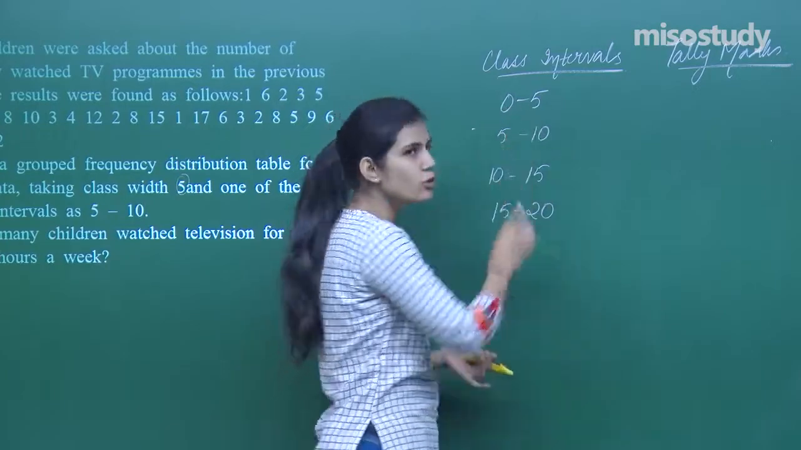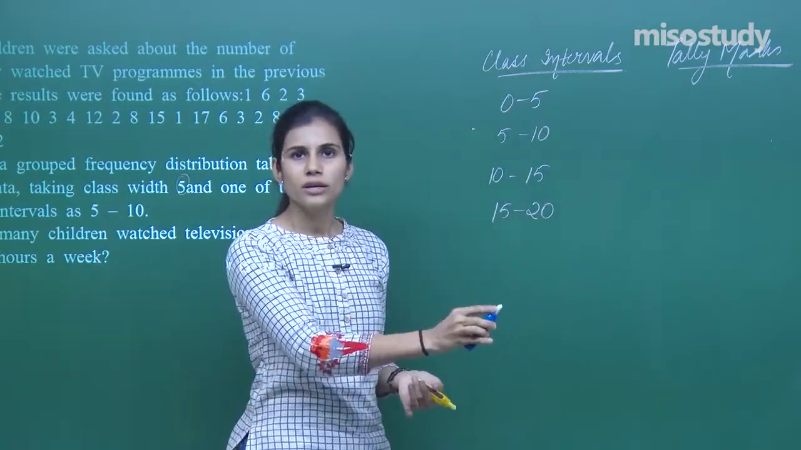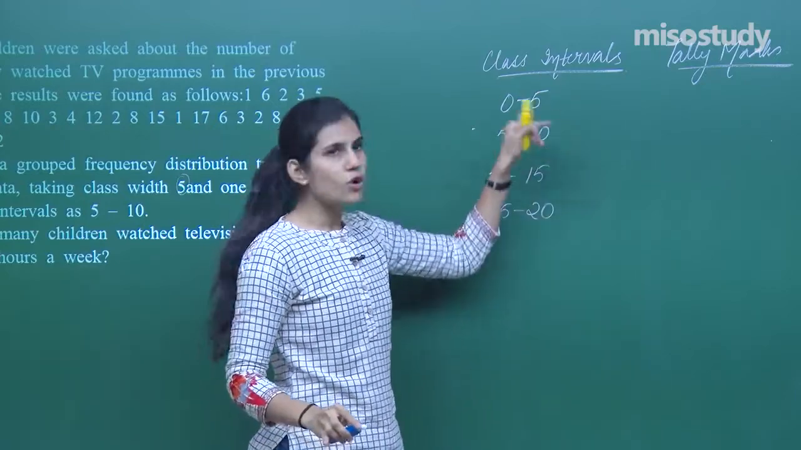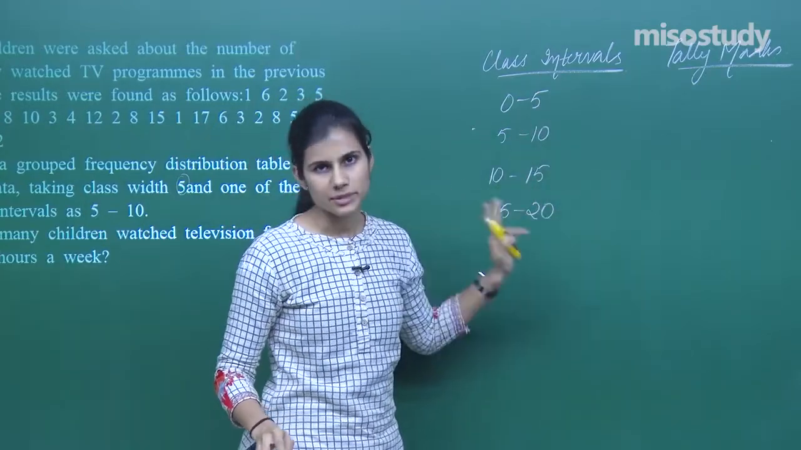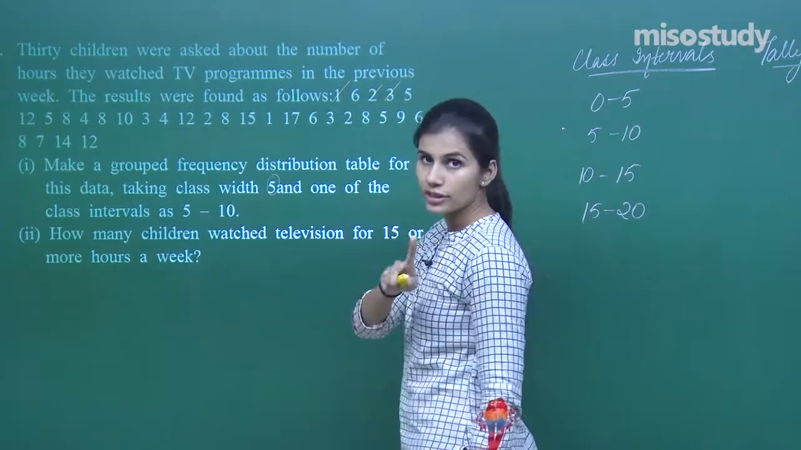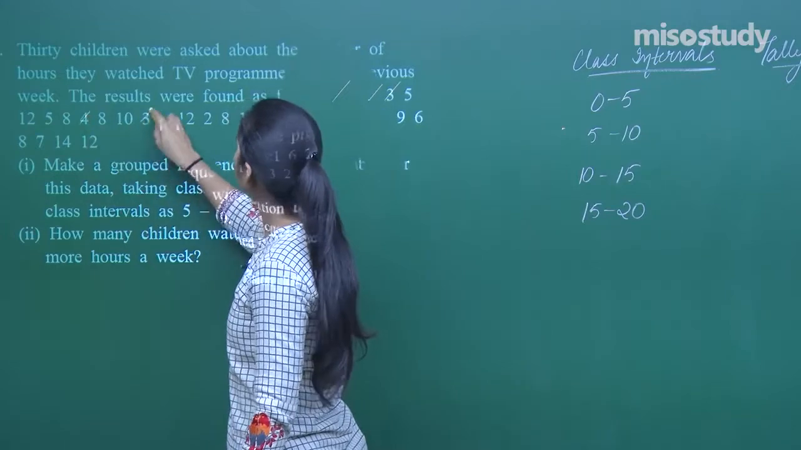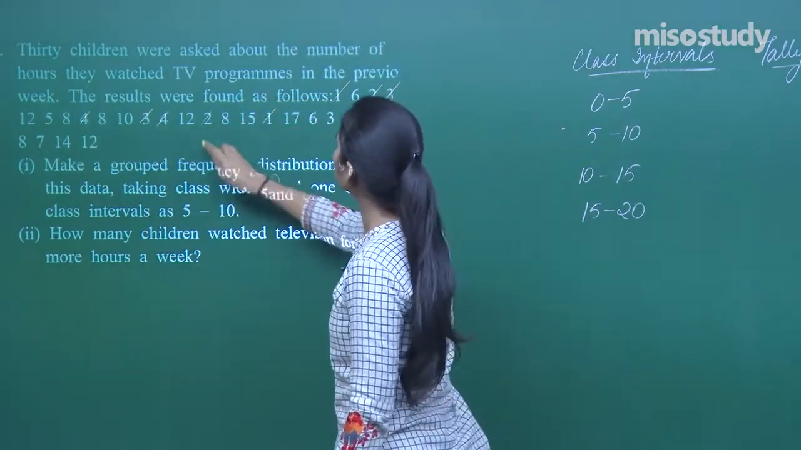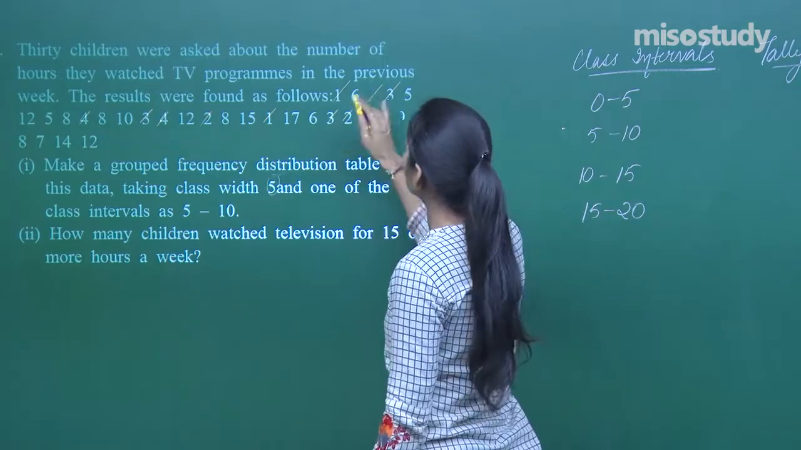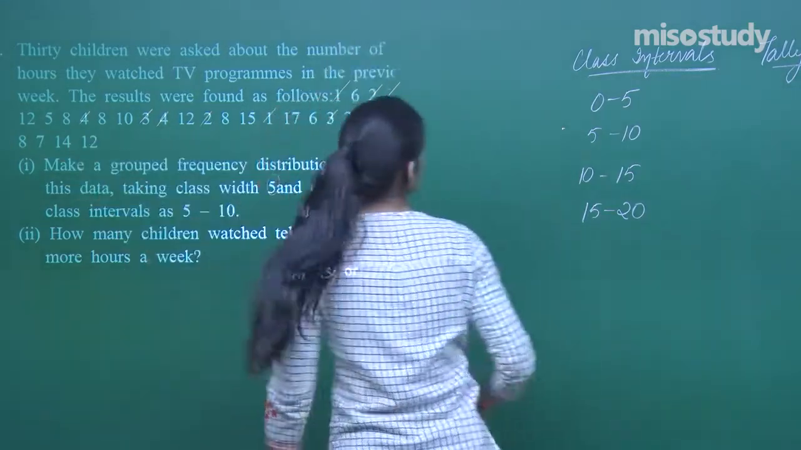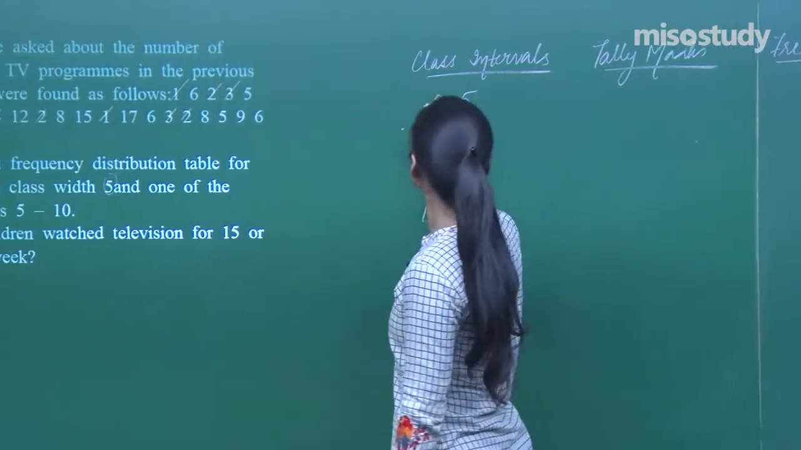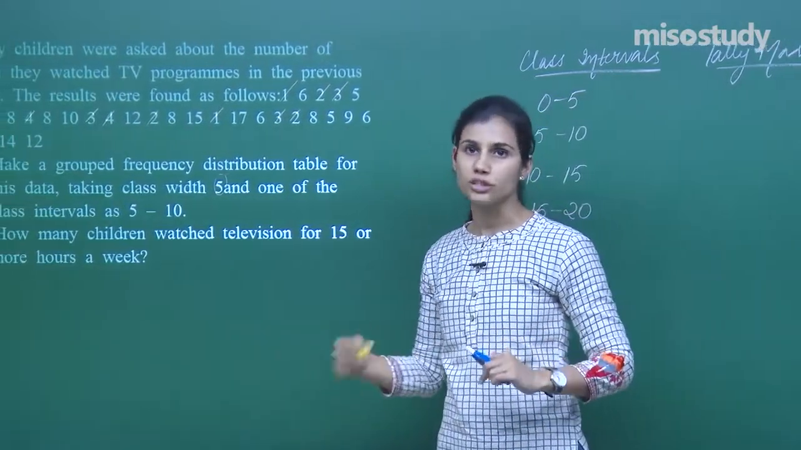Please mind it. In the interval 0 to 5, I am considering 5 values: 0, 1, 2, 3, 4. 5 is not there. In the interval 5 to 10, again 5 values: 5, 6, 7, 8, 9. 10 is not there. So the upper limit is not included in the class intervals, the lower is included and everything in between is included. Now, between 0 to 5, let's see, 1, 2, 3, 5 is not included. This is there, this is there, this is there, then this is there, this is also there, and that's it. This is between 0 to 5: 1, 2, 3, 4, 5, 6, 7, 8, 9, 10. So 10 is the frequency. 10 children out of 30 are watching television for the 0 to 5 hour range. That means 0, 1, 2, 3 or 4 hours.